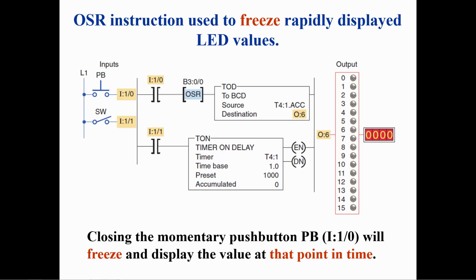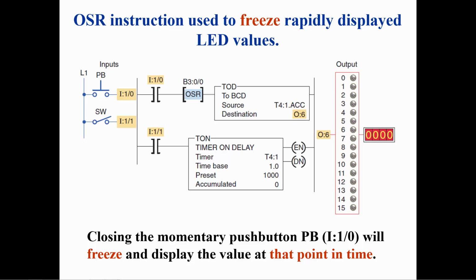The TOD instruction will perform this conversion whenever the rung is true. Without the OSR, the instruction would perform multiple conversions and transfer them to the output as long as the push button PB is pushed. The output display would be changing while the button is pressed. When PB is released, the last value converted would be displayed at the output.